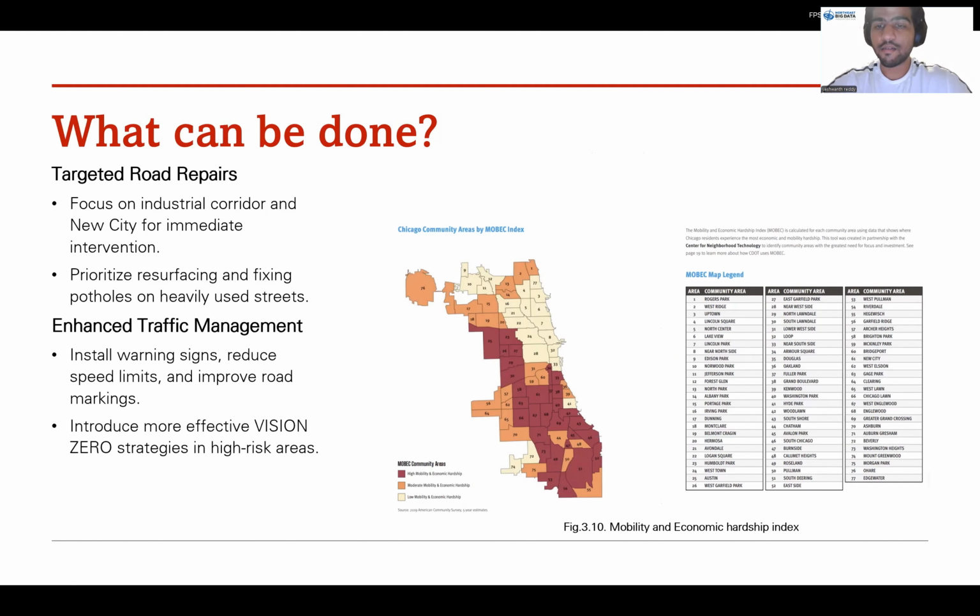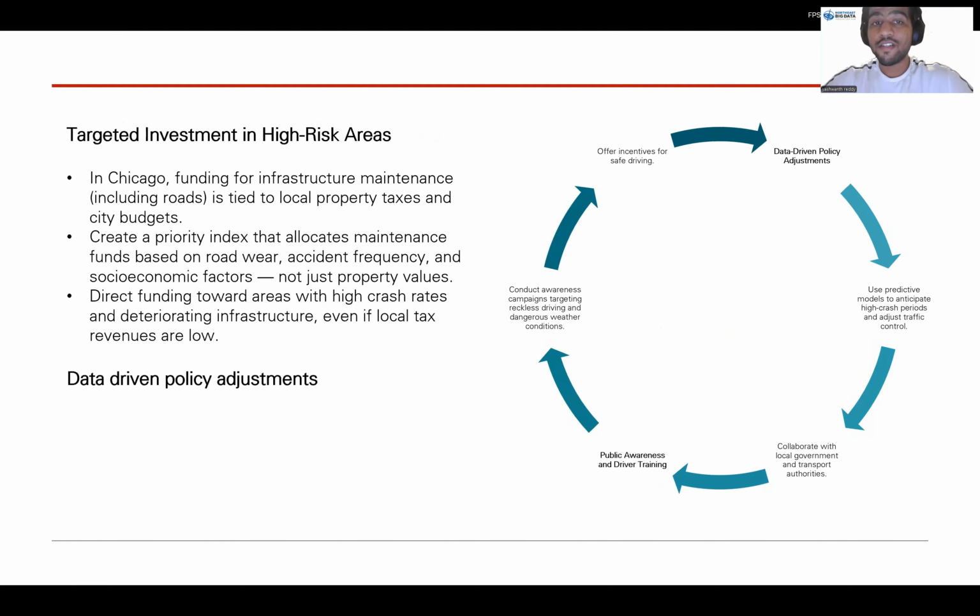And we can see there is another plot over here which depicts the mobility and economic hardship index. This is to show how the southern part of the city is where people with financial troubles stay, and this is going to be useful for the next slide because funding for infrastructure maintenance is tied to local property taxes and city budgets. So if the area you are staying in has less property tax, then the funds you are getting for infrastructure maintenance are very low. And that is the reason that the streets in the southern part of Chicago are very badly maintained compared to the northern. So what can we do?